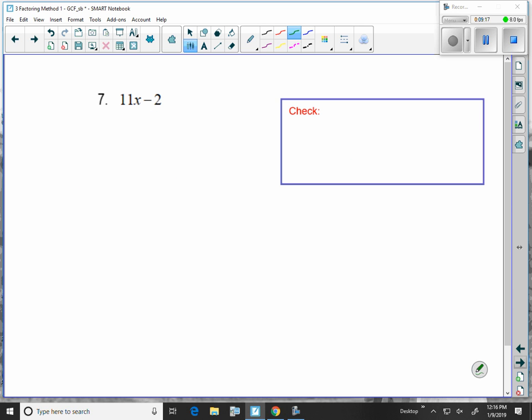Okay, number 7. What number is common between 11 and 2? 1. So if we have a 1, does it make sense to put a 1? No. Okay, so we just say that this is prime. Prime means it is not factorable. You don't have to say not factorable, but that is just what prime means. So if you cannot factor something or break it down, you just say it's prime.